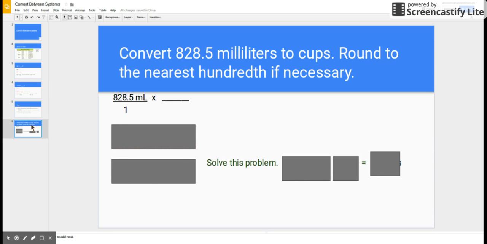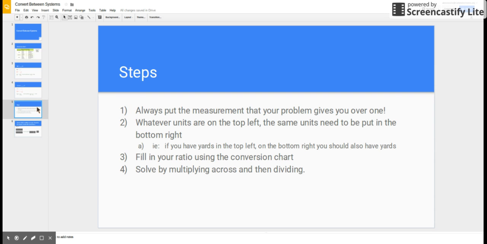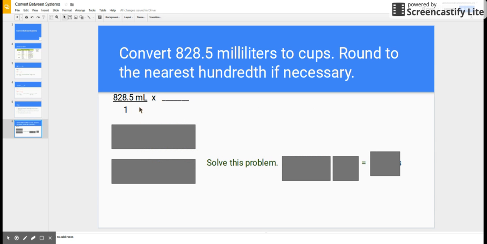Okay, and here is our last problem. Convert 828.5 milliliters to cups. Round to the nearest hundredth if necessary. So if I refer back to my steps, always put the measurement that your problem gives you over 1. So that's what I'm going to do. 828.5 milliliters is given to me, so I'm going to put that over 1.